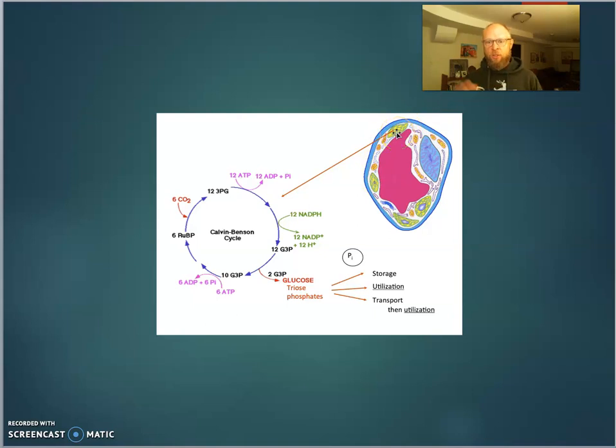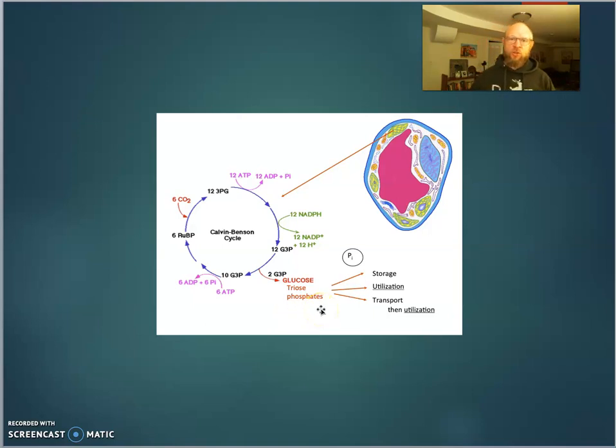Just to jump back to photosynthesis for a second, this is a picture of a cell with the chloroplast, which we know is where photosynthesis is going on, and in particular the Calvin-Benson cycle. Remember, in the Calvin cycle, plants are taking CO2 in, using energy from the light reactions, and producing these triose phosphates. That was an important step in that Calvin cycle.